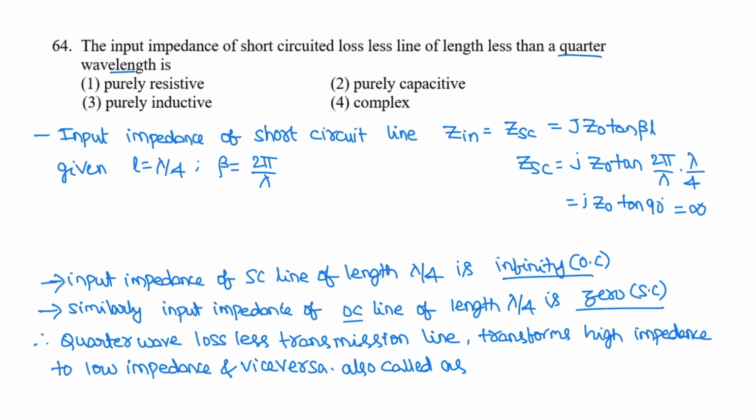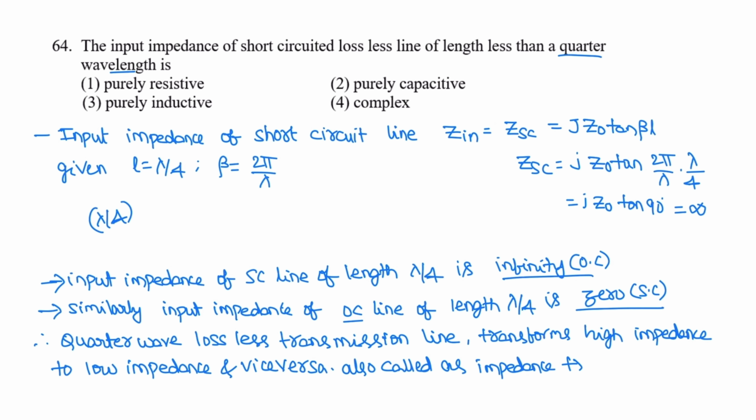Therefore, a quarter wave line, that is a line of length lambda by 4, is assumed to be a lossless transmission line. It transforms high impedance to low impedance and low impedance to high impedance. Hence, it is also called an impedance transformer.